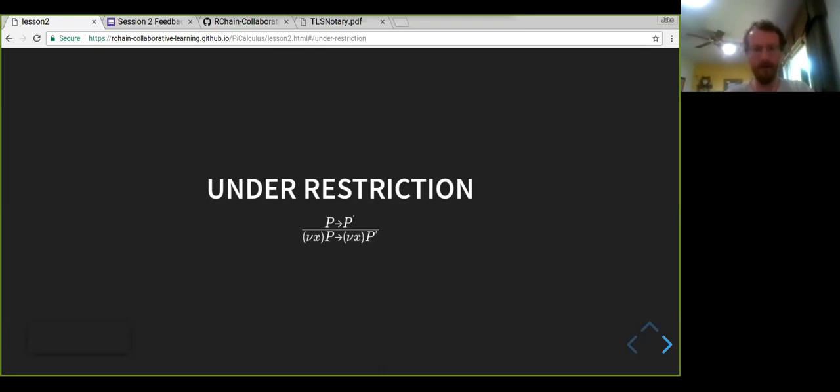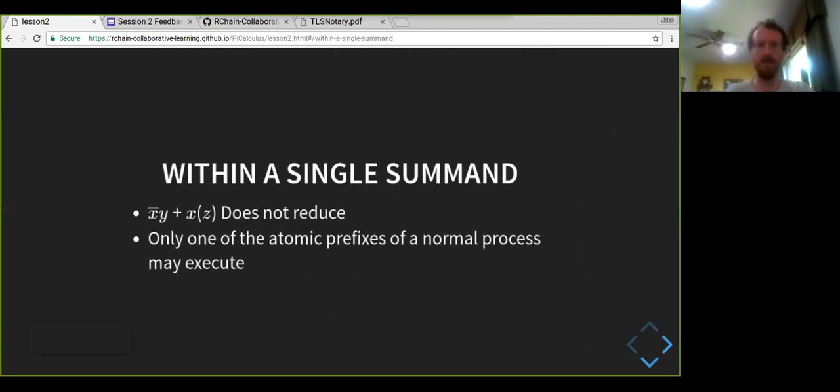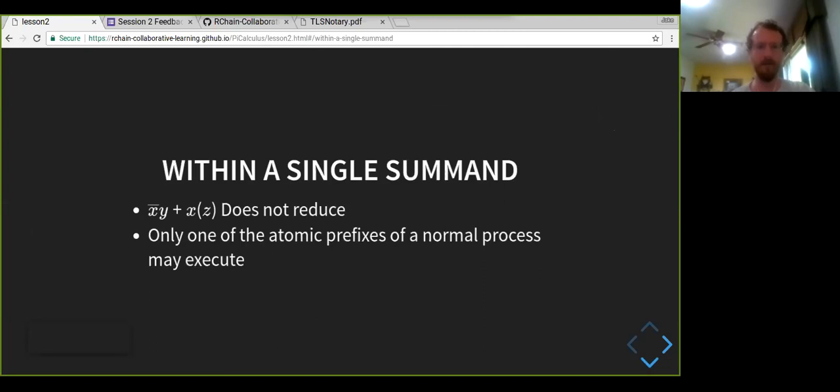And those are the only places. So there's a couple places where reductions do not apply. Within a single summand: if you remember, the one summand results in a normal process. And in a normal process, you can be listening on many names, and you can be trying to send on many names, but only one of those will execute. So in this process construction, even though we're listening on X and receiving on X, we're doing that in the context of this one summand, which means only one of these things will happen. So this does not reduce.